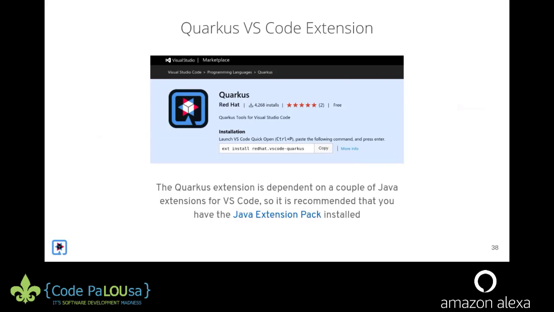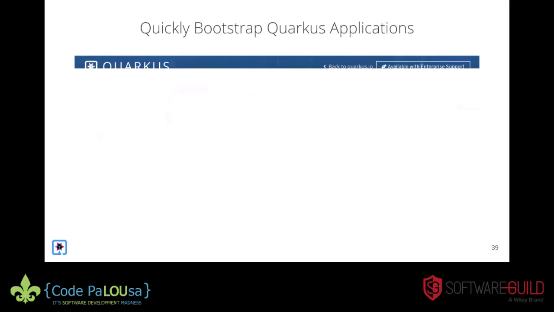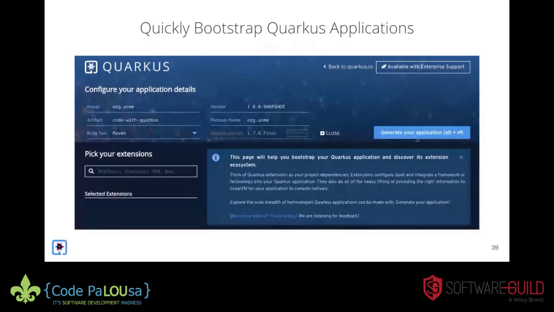Speaking of VS Code, if you're using VS Code, there's a plugin, there's an extension, I should say, for Quarkus that you can use in your VS Code. It's also recommended to use a Java extension if you're not already using that for your Java development, but there's a Quarkus extension. To bootstrap your applications, and I'll show you this here in a moment, there's a site called code.quarkus.io, and it's designed to, as I mentioned, quickly bootstrap your applications, and I'll walk through an example of that here in a moment.